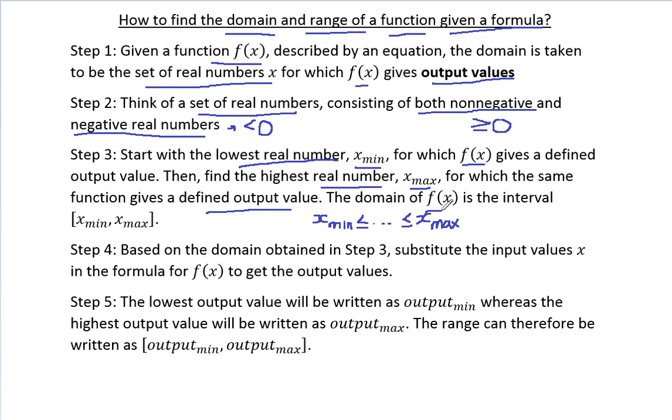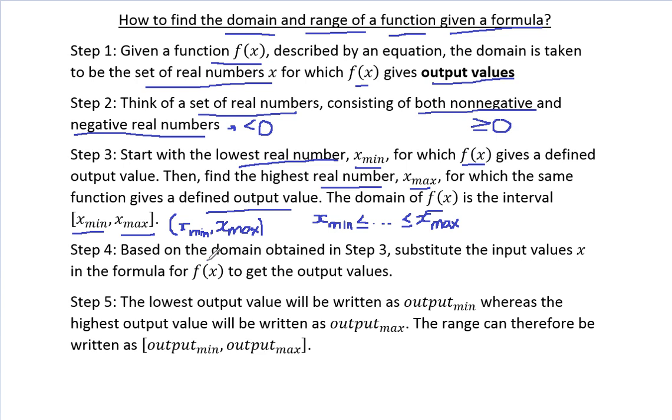And the domain of x can be written in interval form, [x min, x max], with this bracket. It can also be written with this bracket if it does not include this value, so (x min, x max), or in any other form.